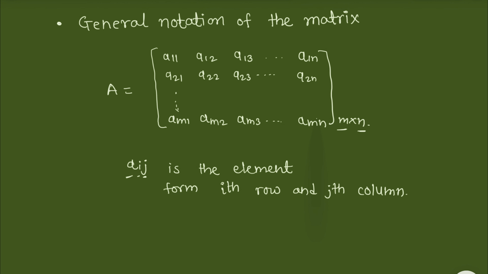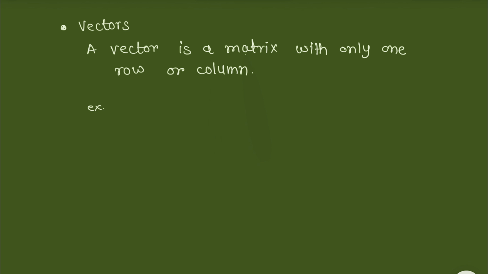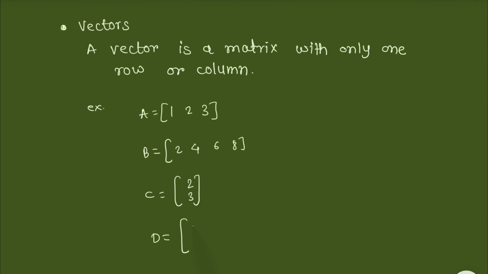Vectors. A vector is a matrix with only one row or column. Let's take examples: A is equal to 1, 2, 3; B is equal to 2, 4, 6, 8; C is equal to 2, 3; D is equal to 2, 4, 6. A and B are the vectors with only one row, and C and D are the vectors with only one column.